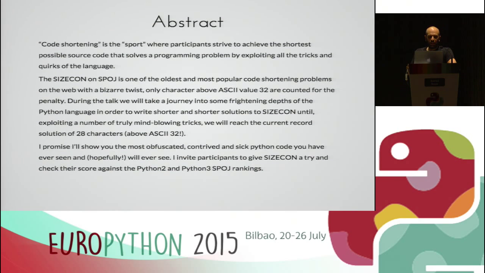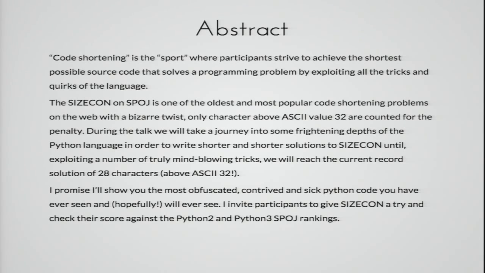So, first of all, code shortening is usually called code golf, because you want to have the shortest score, and it's similar to golf, so I mostly use code golf as a way to call the sport. And we will be talking about the SIZECON problem on SPOJ. SPOJ is the Sphere Online Judge.